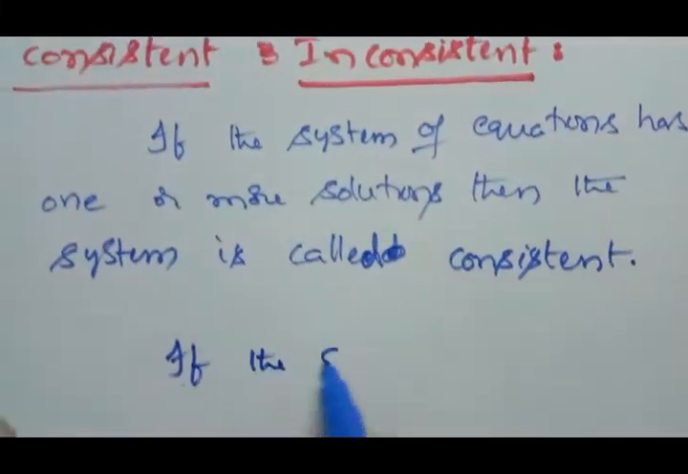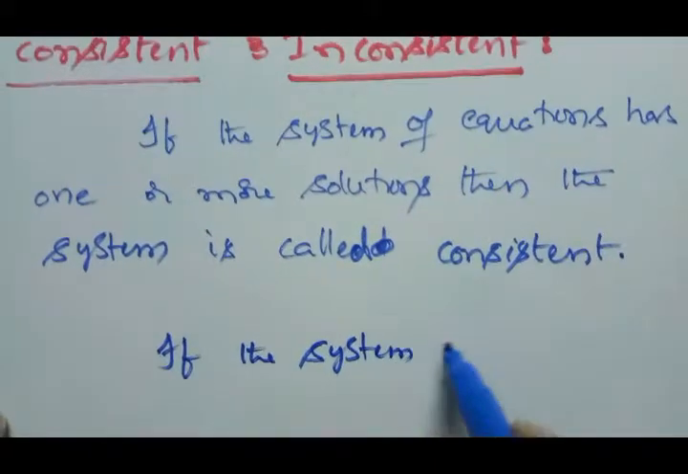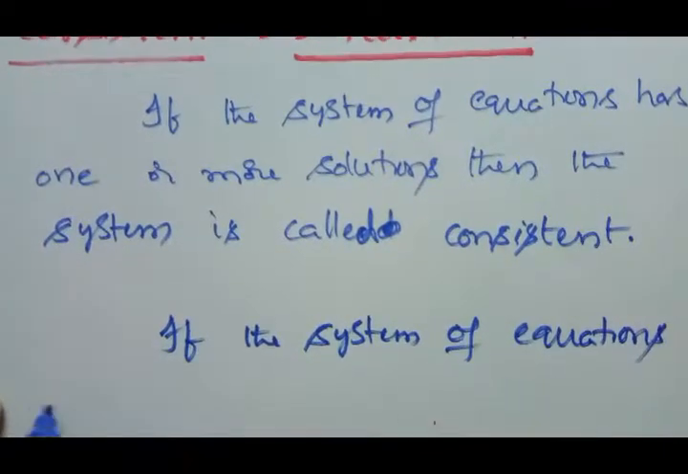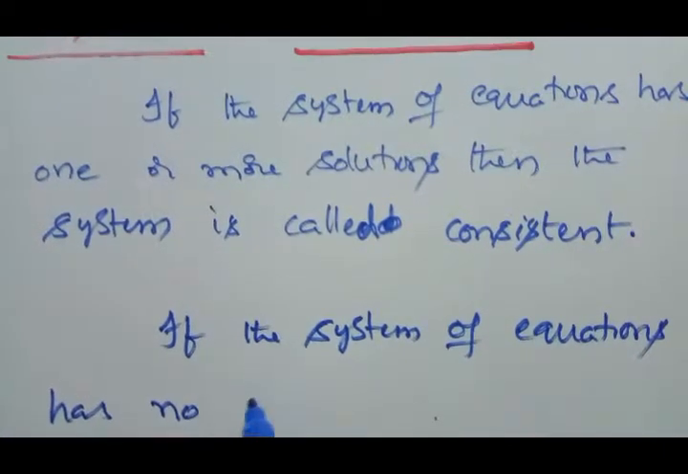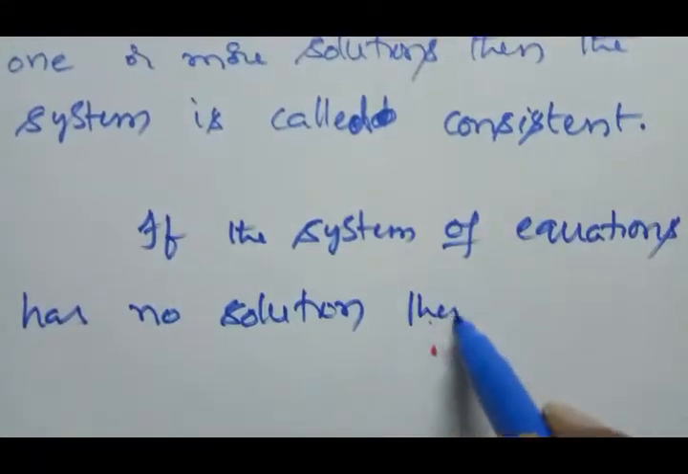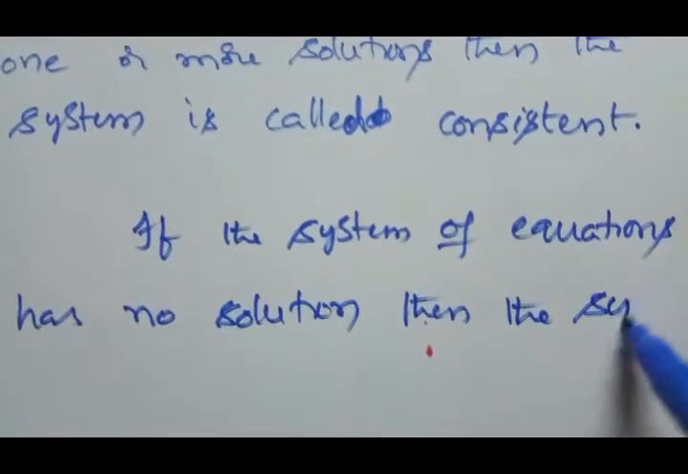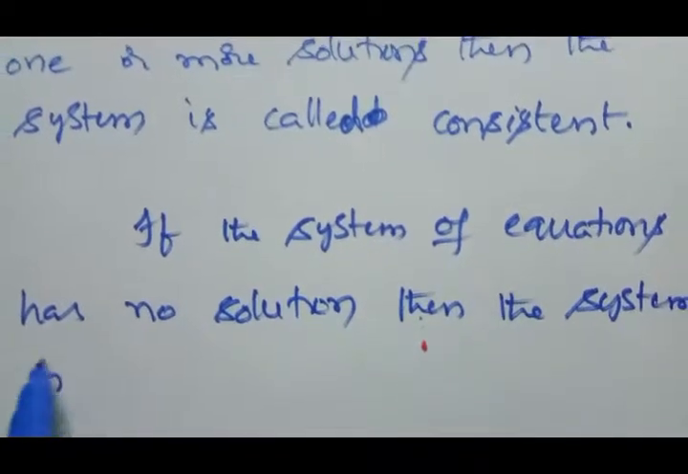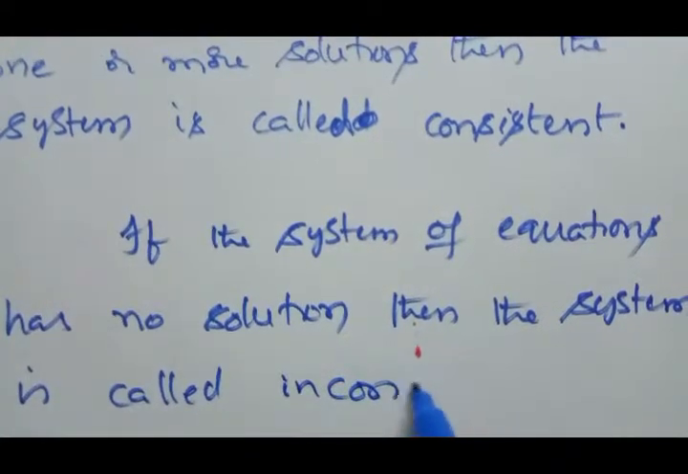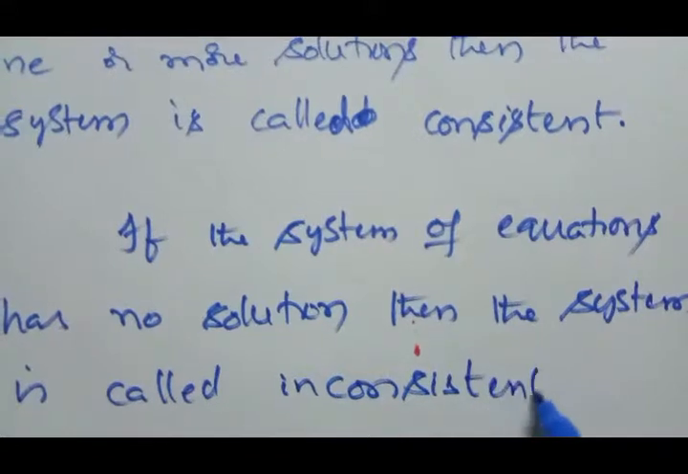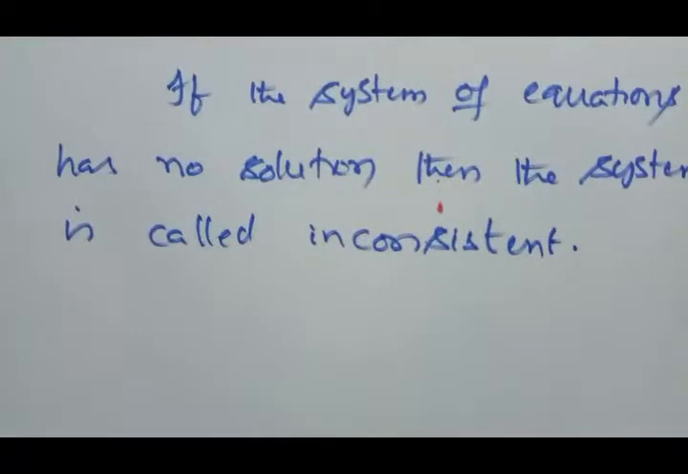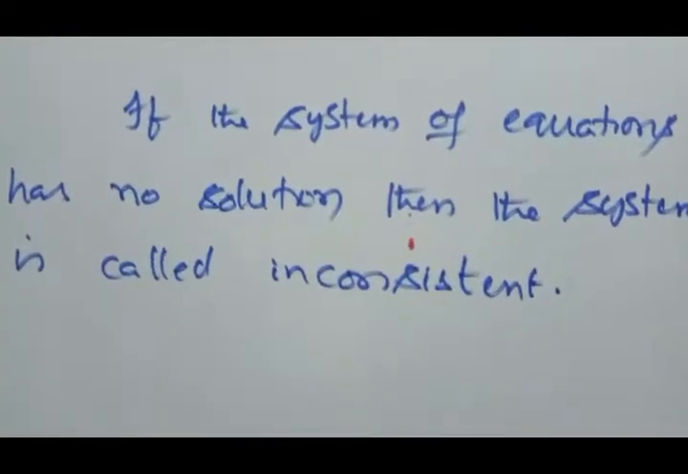If the system of equations has no solution, then the system is called inconsistent. So if the system has no solution, then we say that the system is inconsistent.